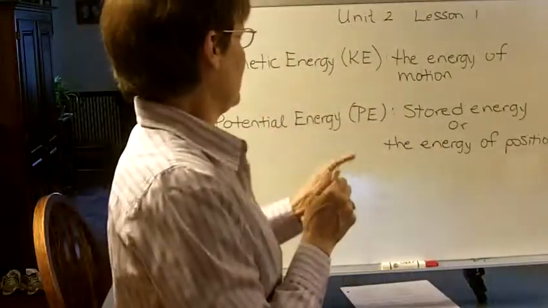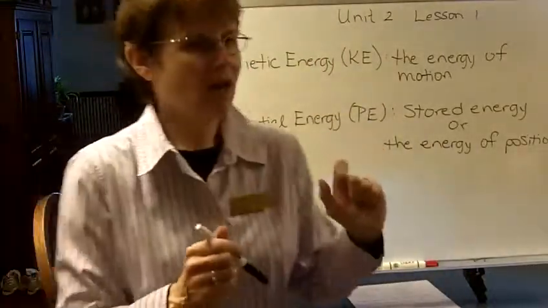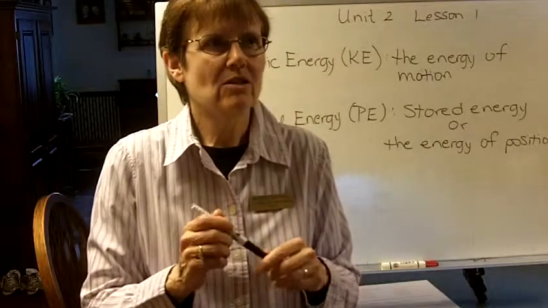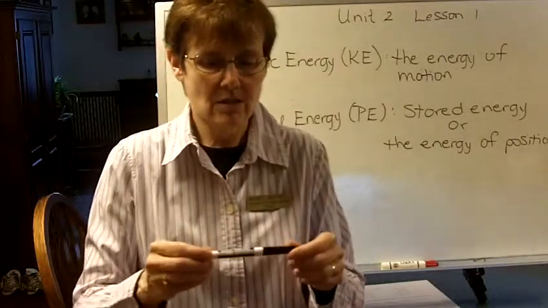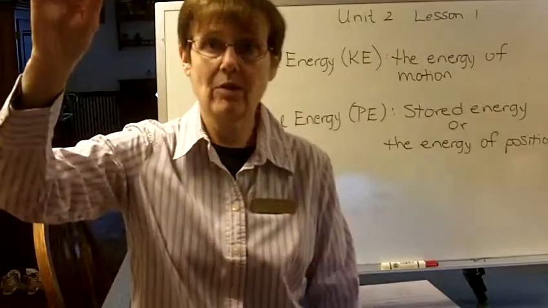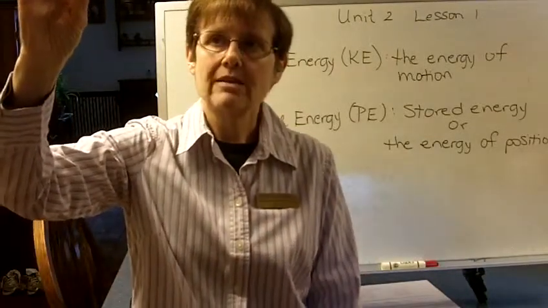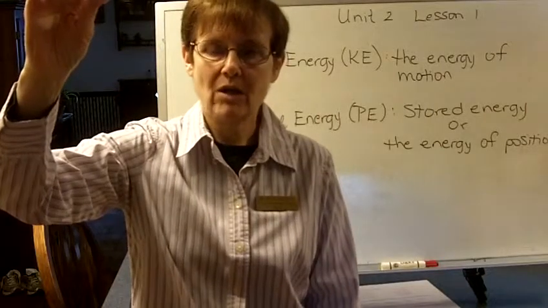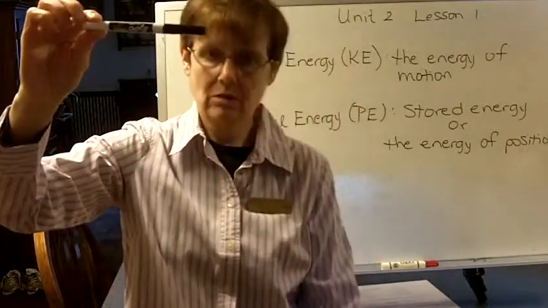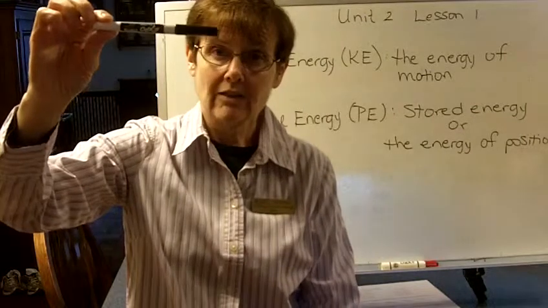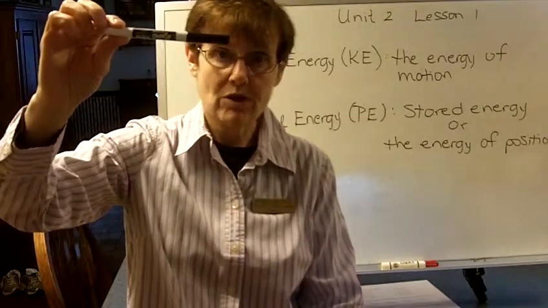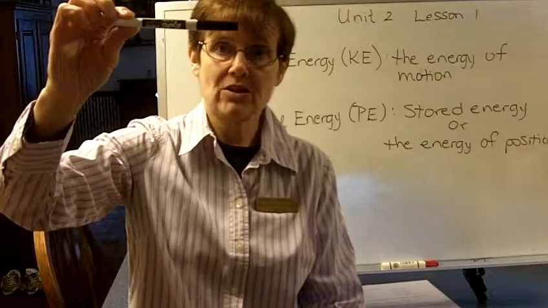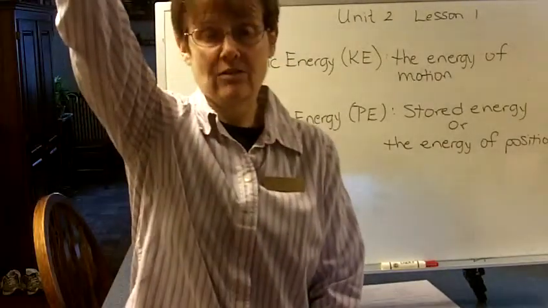Now, the energy of position can be thought about in two different ways. One is gravitational potential energy. So let's say I take my pen and I hold it above the surface of the earth. So it has a certain amount of gravitational potential energy because it's going to fall to the earth if I let go of it. There's a force on it. The force of gravity wants to pull it, and I'm preventing that from happening. So right now it has a lot of potential energy. If I hold it higher up, it has even more energy.